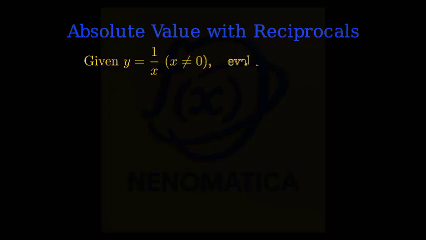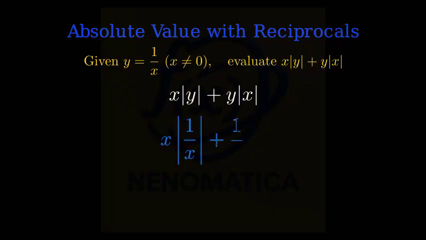In this video, we will evaluate the expression x times the absolute value of y plus y times the absolute value of x, under the condition that x and y are reciprocals. That means y equals 1 over x, and x is not equal to 0. We begin with the expression x times the absolute value of y plus y times the absolute value of x. Substitute y equals 1 over x directly into the expression.